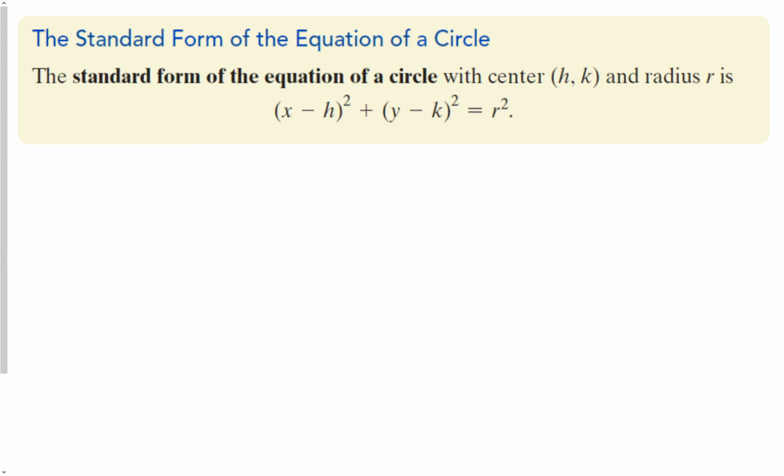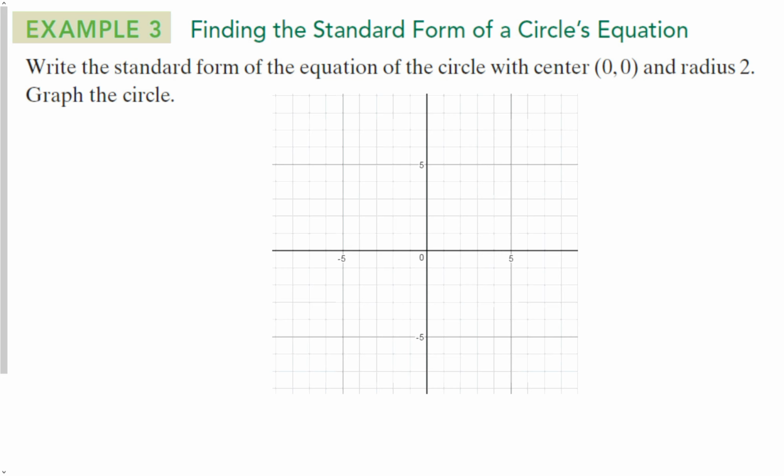(x - h)² + (y - k)² = r². And this is the equation that I will use to graph and label circles. Okay, so write the standard form of an equation of a circle with a center (0, 0) and a radius of 2.